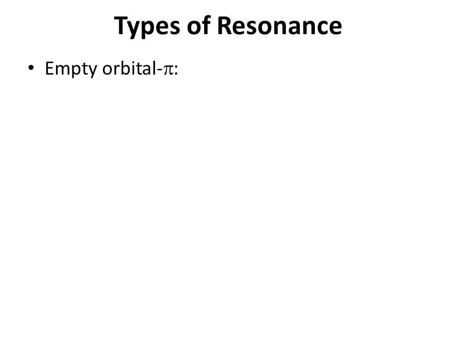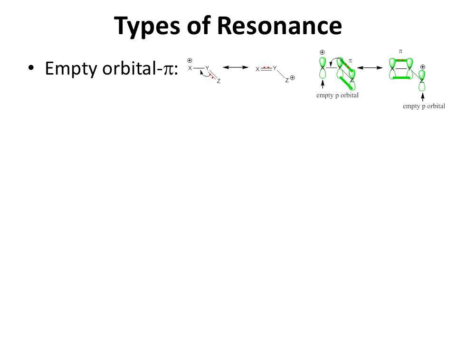Empty orbital pi resonance involves an atom with a lone pair, X, in this case I'm giving it a plus charge, adjacent to a pi bond between Y and Z. The two electrons between Y and Z flow toward the plus charge on X. Right? That plus charge is acting like a vacuum. It's sucking the electrons from Y and Z toward X. And that flips the pi bond over so that it's now between X and Y. And now Z ends up with the plus charge. It has the empty orbital.